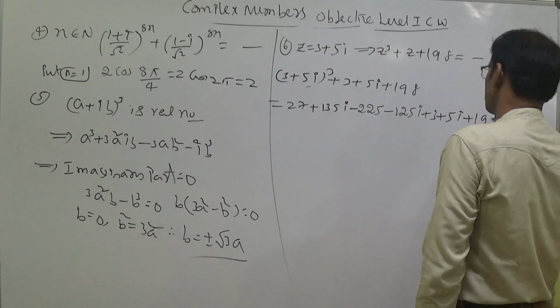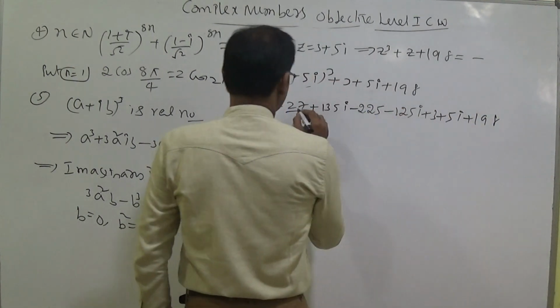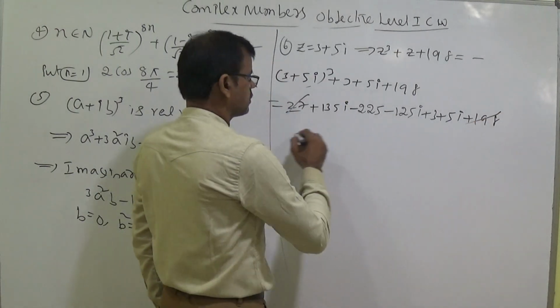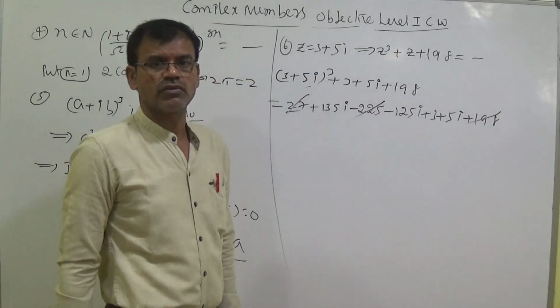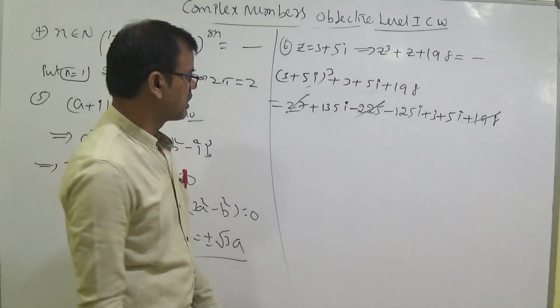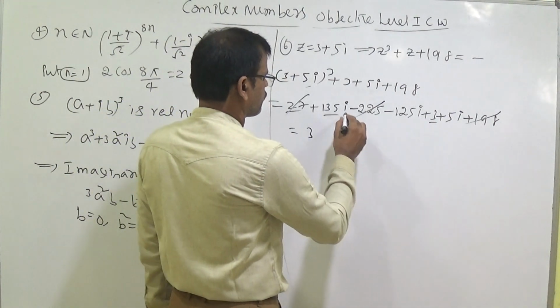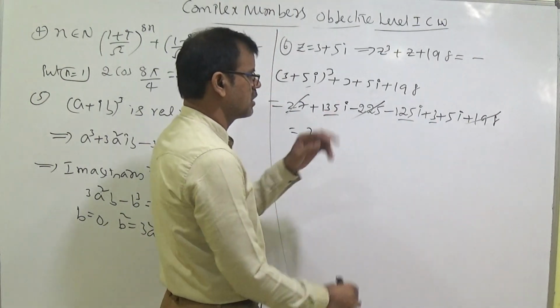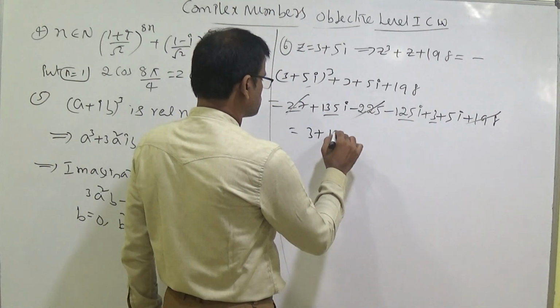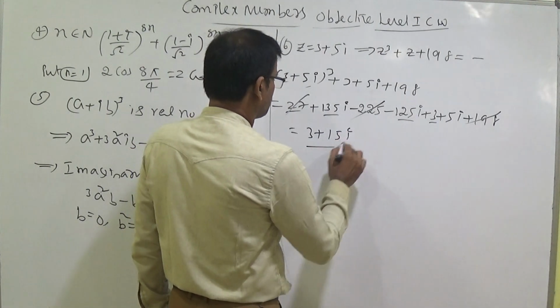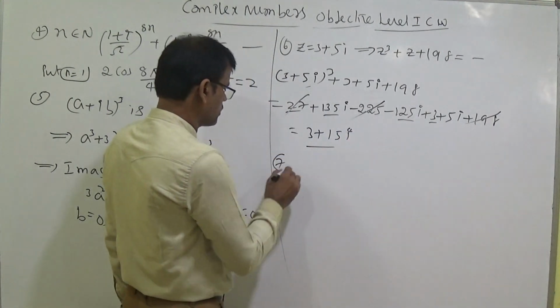I think this is an IP sum. Now 27 and 198 adding becomes 225, and 225 will get cancelled. Now you can understand the real part is only 3 that we got. 135i minus 125i becomes 10i, and 10i plus 5i becomes 15i. So the value is 3 plus 15i.